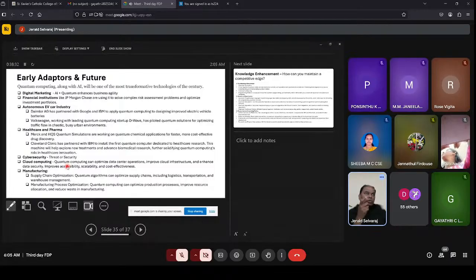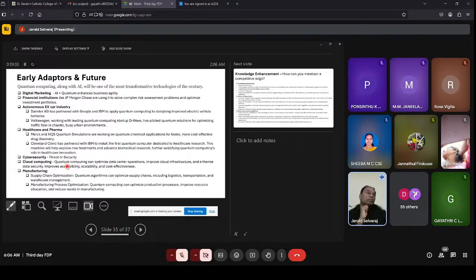The next one is healthcare and pharma. Look at how COVID impacted the entire world and how much time it took to invent the vaccines. Imagine if quantum computing had been there and had evolved, this process would have been much faster. They would have invented the drug much earlier, maybe within a couple of months. So this is the same concept actually.